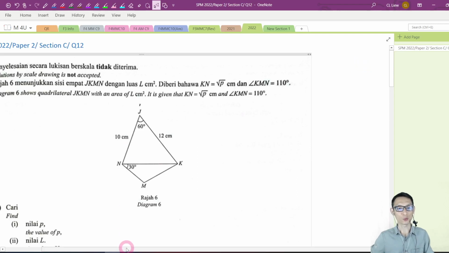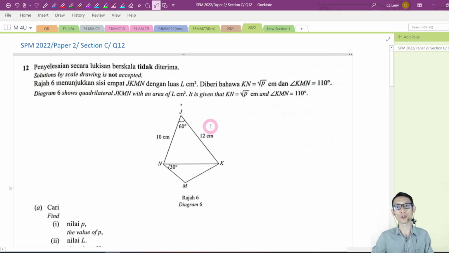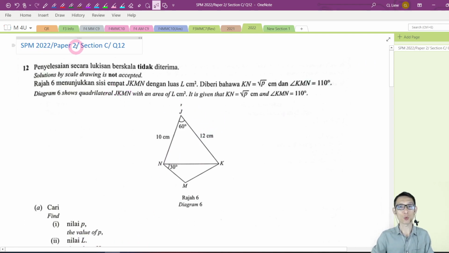Hi everybody, in this video, let's look at some questions from your Form 4 Add Math, Chapter 9, Solution of Triangle. This question is taken from SPM 2022, Paper 2, Section C. Now, diagram 6 shows quadrilateral JKMN, with an area of L square centimeters. It is given that NK, the length here, is equal to square root of P.